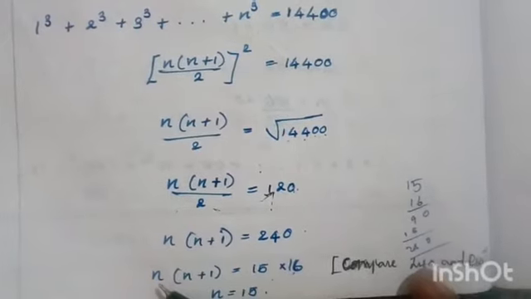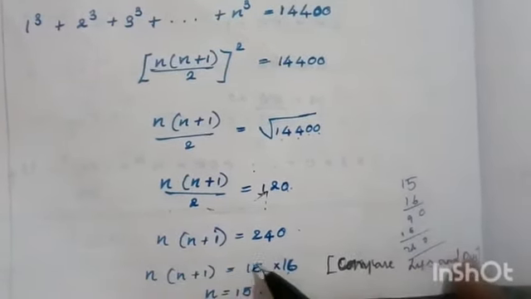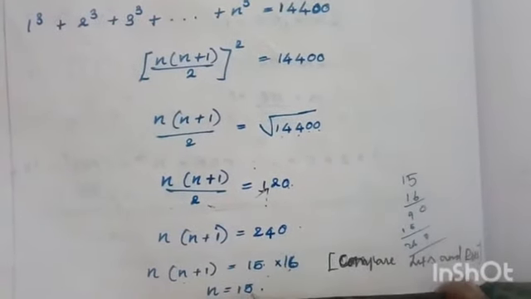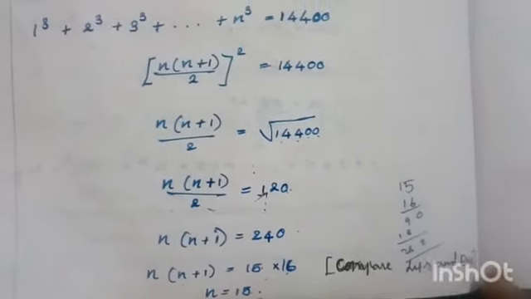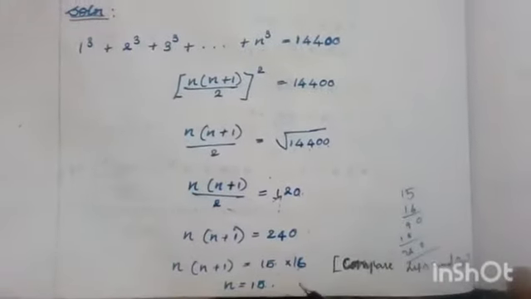So now in the left hand side, n into (n plus 1). Now you have to compare: the first term is 15, n plus 1 is 16. So n is equal to 15. Compare the LHS and RHS, we get n equal to 15. In the question they asked how many terms of the series, so the number of terms in the series is equal to 15.